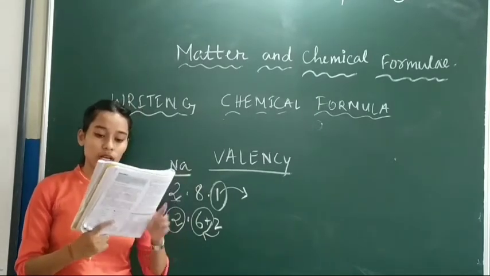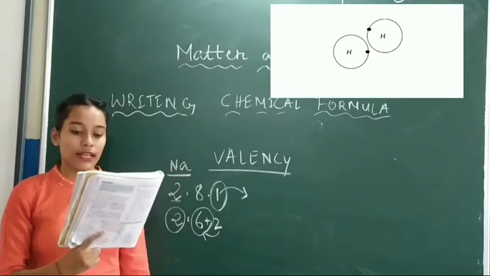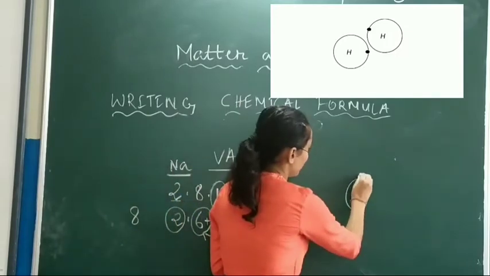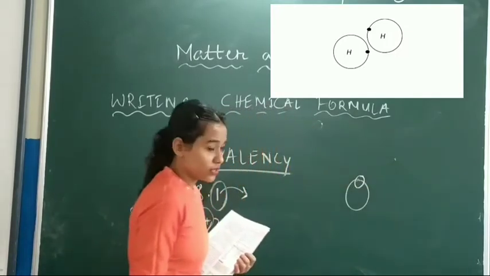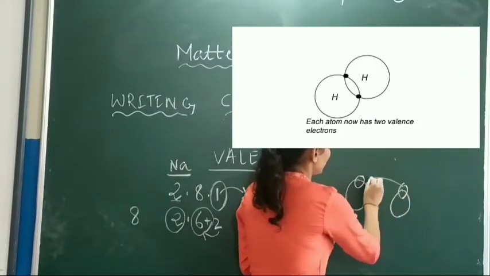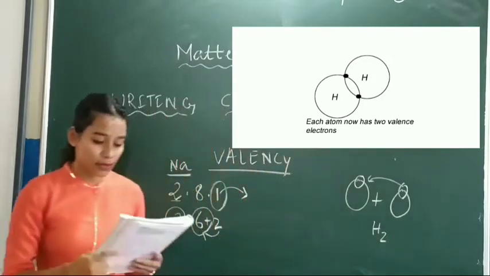Now you see some more elements and valencies of elements are given. The valency of hydrogen is 1. The atomic number of hydrogen is 1, isn't it? So it has only 1 electron. So what happens? It combines with another electron and they form what? H2. They share the electron and become stable.